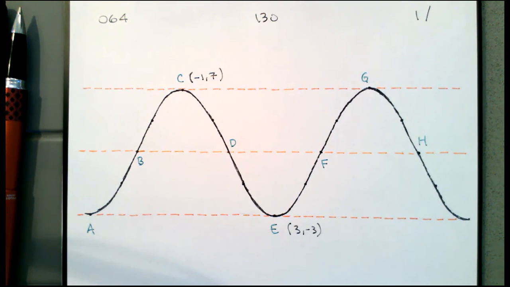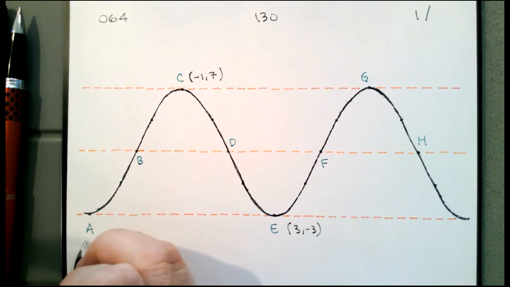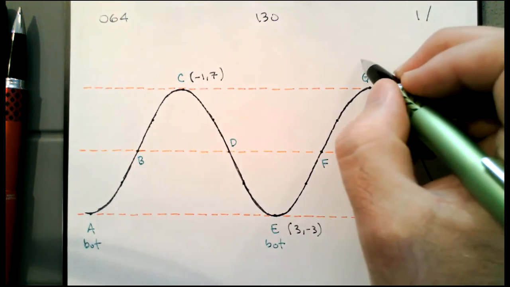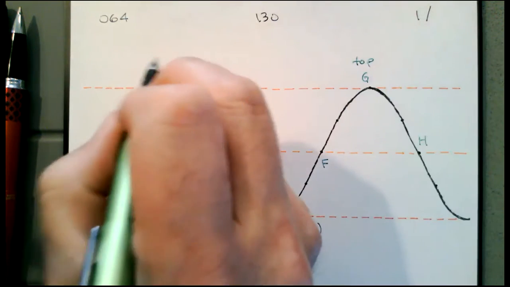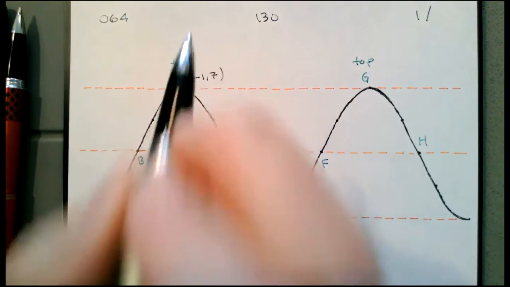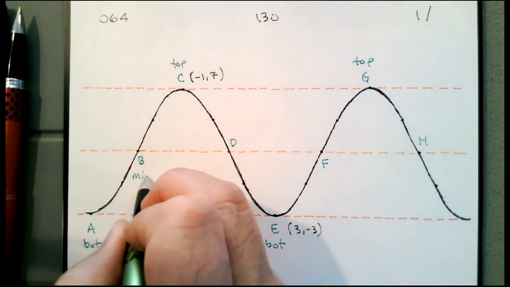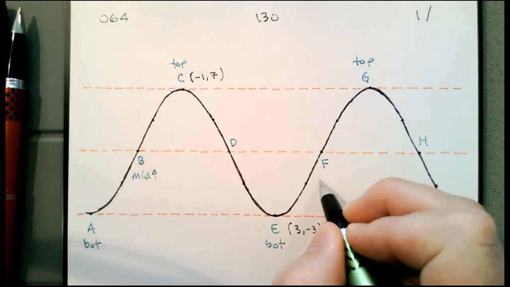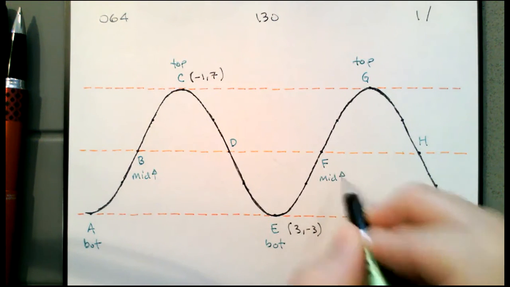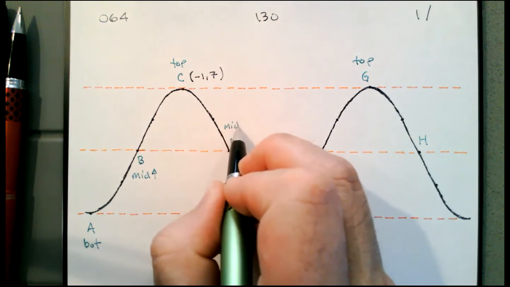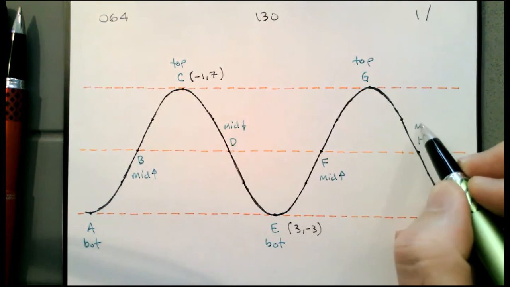And also the start, like what of the four starting points. So are we going to write the graph starting at the bottom, like at point A or point E? Are we going to write the graph starting at the top, like at point G or point C? Are we going to think of the graph starting at the middle going up, like at point B or point F? Or are we going to think of the graph starting at the middle going down, like at point D or point H?